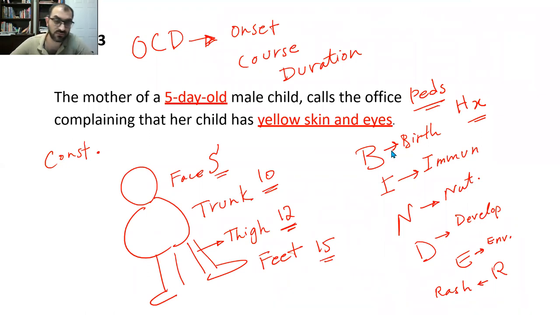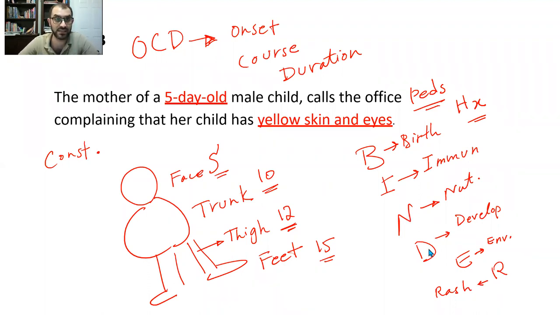Term, preterm, natural delivery, cesarean section, planned pregnancy, birth defects, congenital anomalies, prenatal visits, prenatal care. I for immunization and shots: up to date or not. And for nutrition: breastfed, formula fed, how much, amount, any changes.